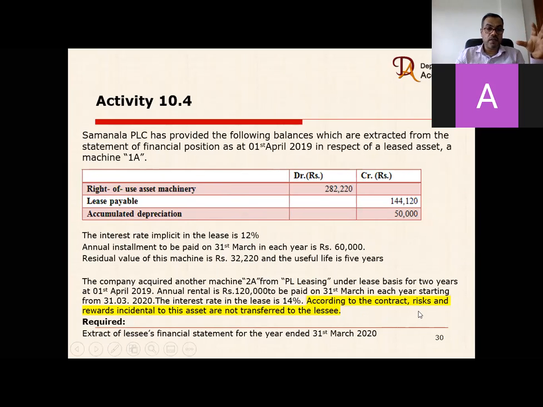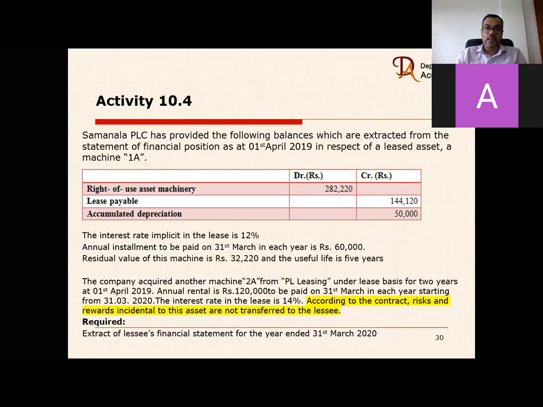According to the contract, risks and rewards incidental to the lease asset are not transferred to the lessee. So here, this sentence highlighted in yellow says something about risks and rewards of the asset. It does not talk about the ownership of the asset, whether it is transferred. This is to confuse you sometimes in some practical problems. Confusion may be there. What is the confusion? Because we have some experience with this phrase, risk and rewards.